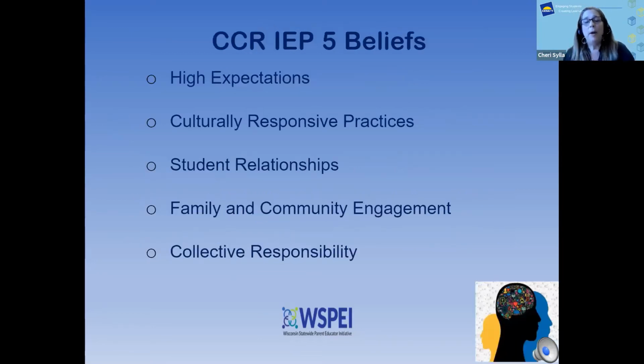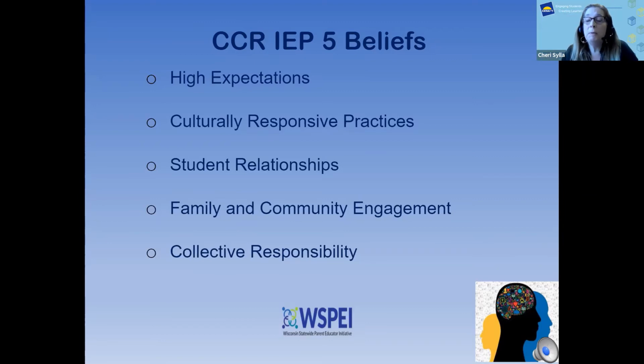Along with that new framework came 5 beliefs. So the 5 beliefs are: number one, high expectations. That all students have abilities, and that we should not have low expectations for students with disabilities, but actually expect that student to one day maybe have a job, maybe go to college, to live on their own. So we need to set our expectations high, and that means everyone on the IEP team, from the parents to the educators to everyone else.